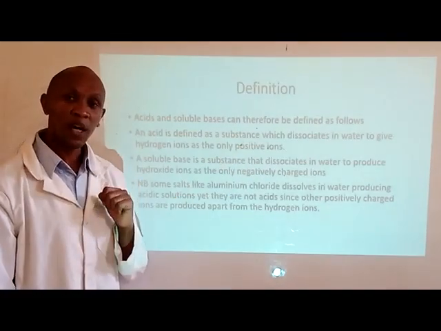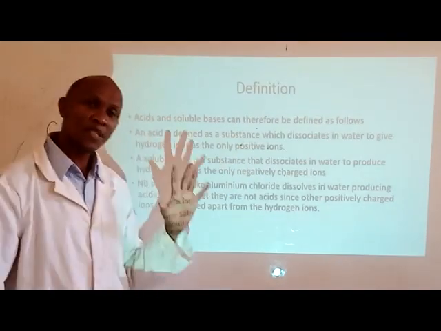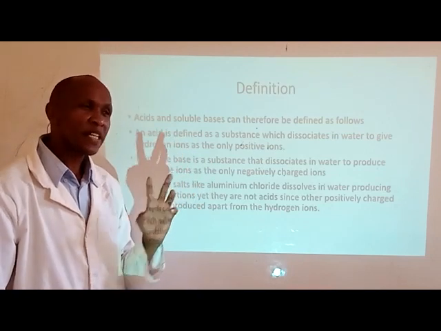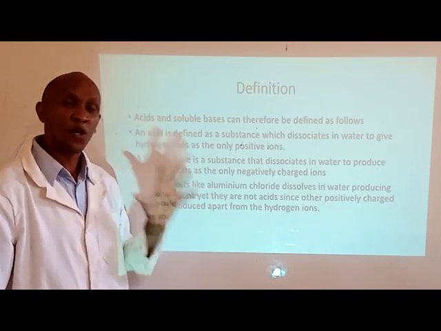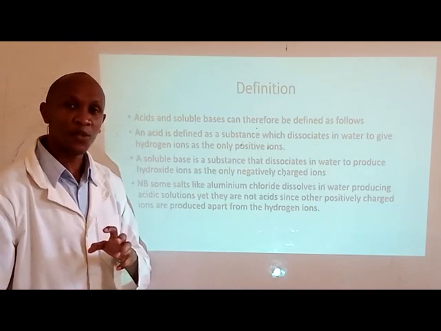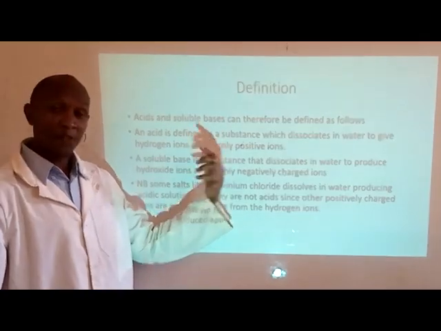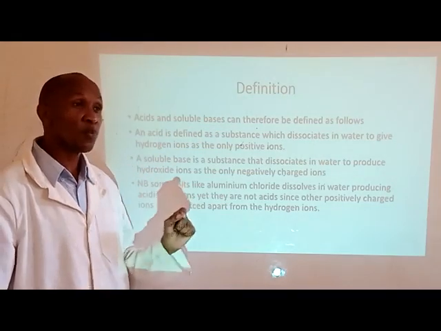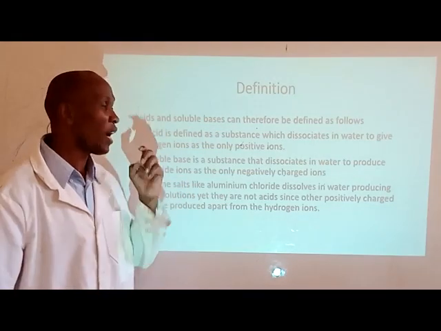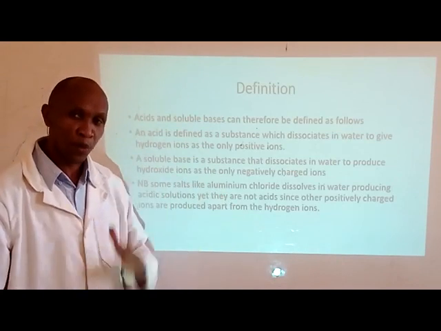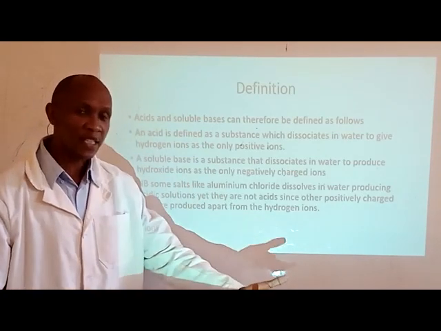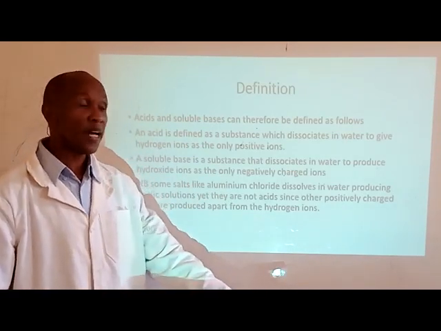I want to hasten to say that there are some substances, like aluminium chloride, that dissolve in water to form an acidic solution, yet it's not an acid. Why? Because apart from the hydrogen ions, it will produce aluminium ions. So the hydrogen ions are not the only positive ions. So it forms an acidic solution, but it's not an acid.